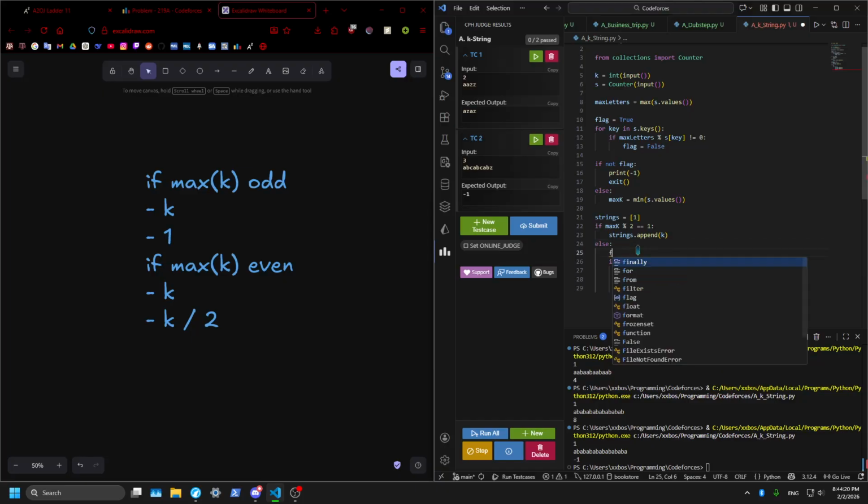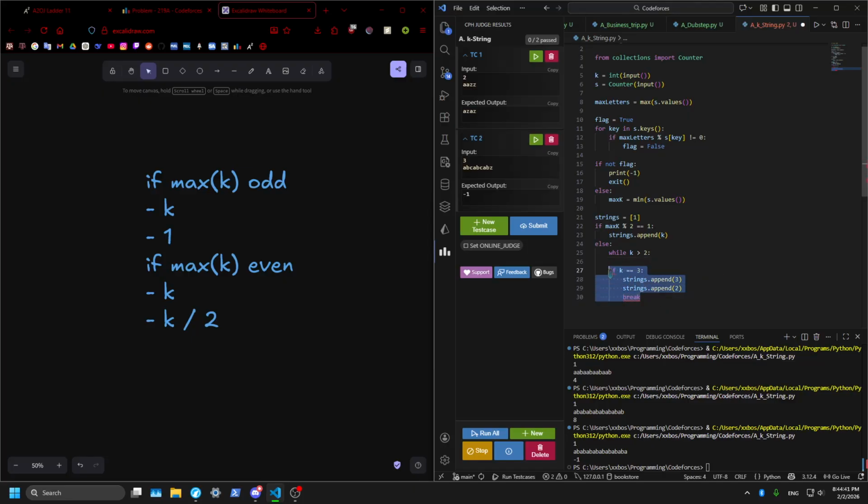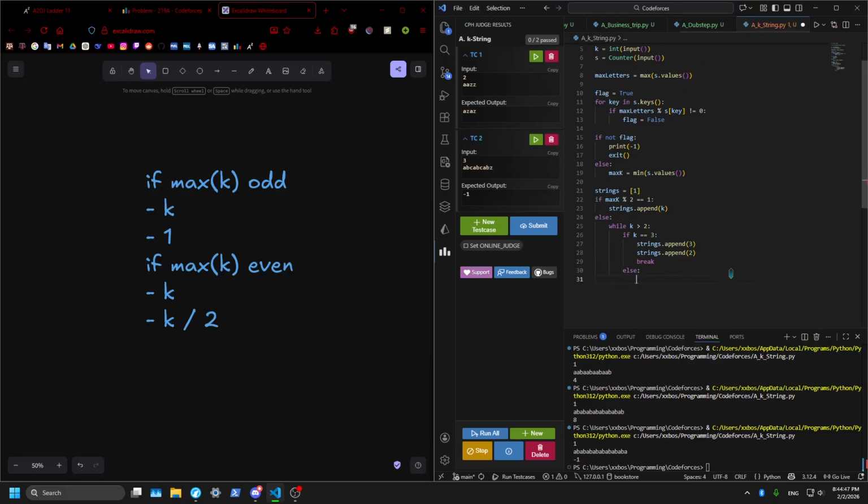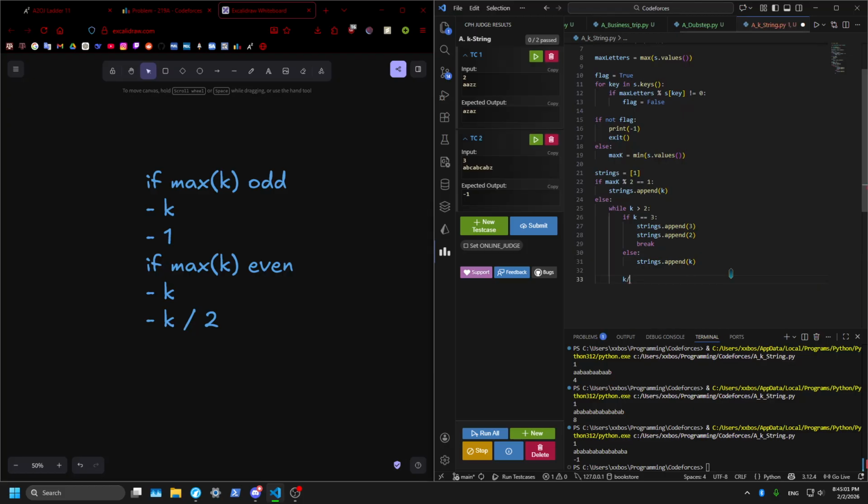Then it's while k is greater than 3, k is greater than 2, k is equal to, else k, strings dot append k. K equals k divided by 2. Okay.